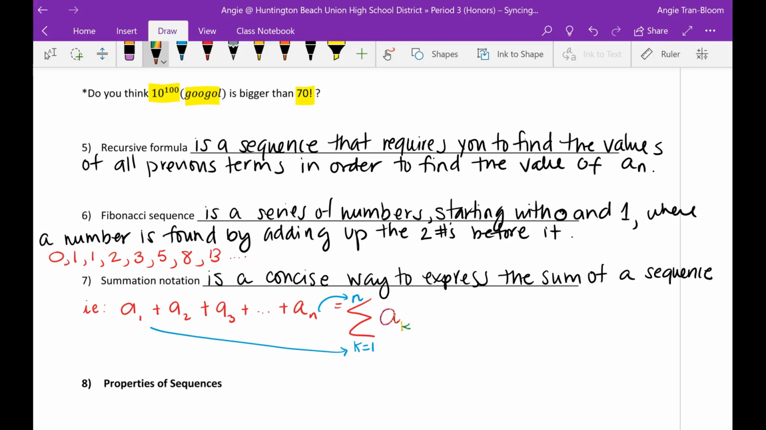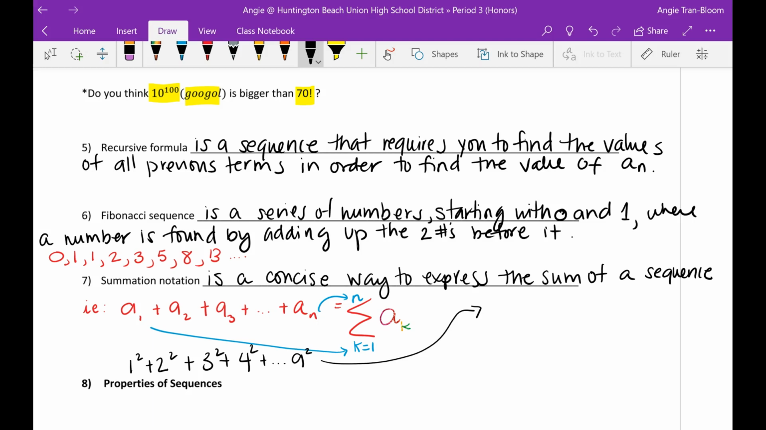Okay, let me give you another example. Let's do 1 squared plus 2 squared plus 3 squared plus 4 squared plus, skip a few, 9 squared. This one, we know where it ends. How do I write the summation of this sequence? We write the big capital E looking symbol. I will start with k equals 1.